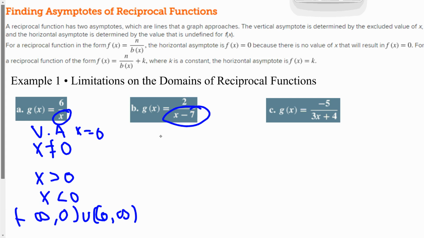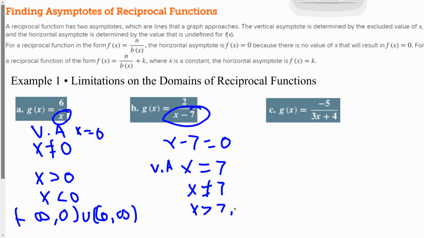Okay, on this one, we take the denominator only and we set it equal to 0. Okay, so that means x equals 7 would be our vertical asymptote. That means x can be everything but 7, or x is greater than 7 and x is less than 7, but it can't be 7.